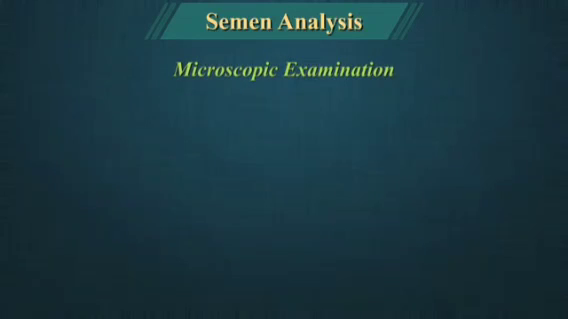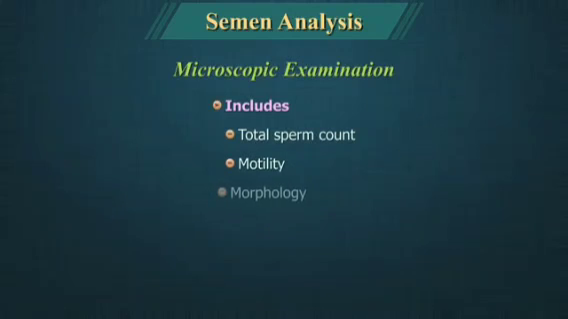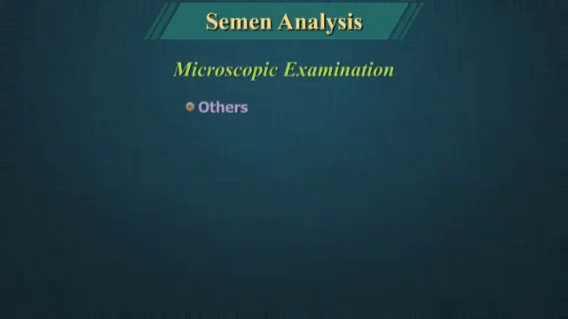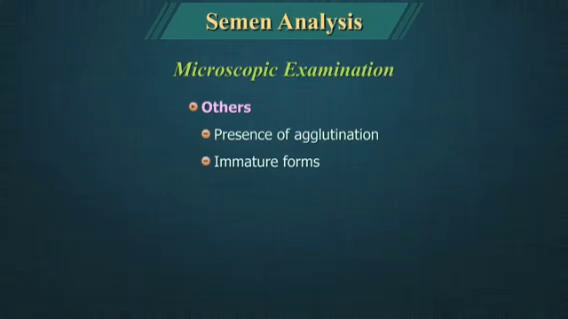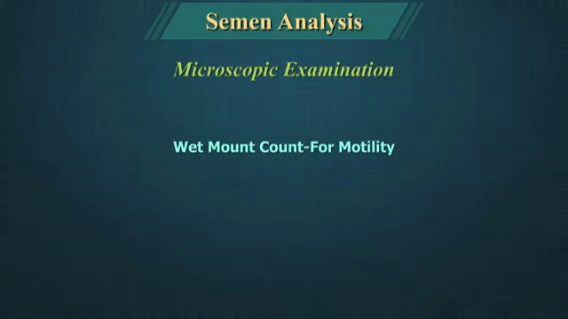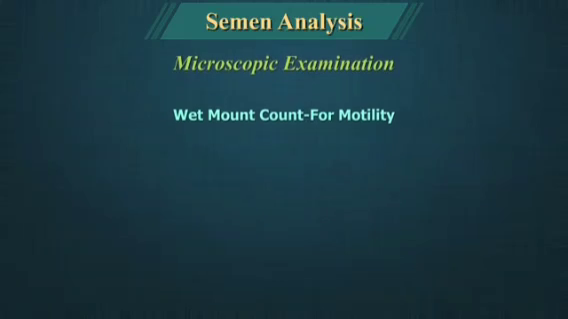Microscopic examination of semen. The microscopic examination includes the total sperm count, motility, morphology, vitality, and others like presence of agglutination, immature forms, pus cells, and miscellaneous factors. Wet mount cover slip preparation.